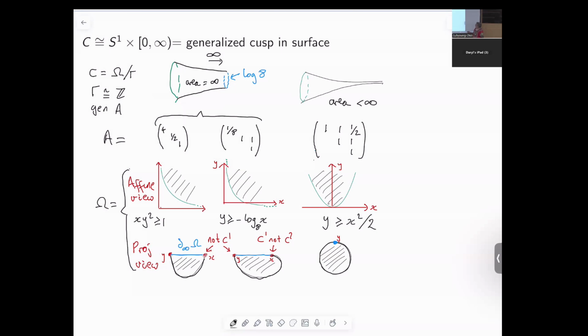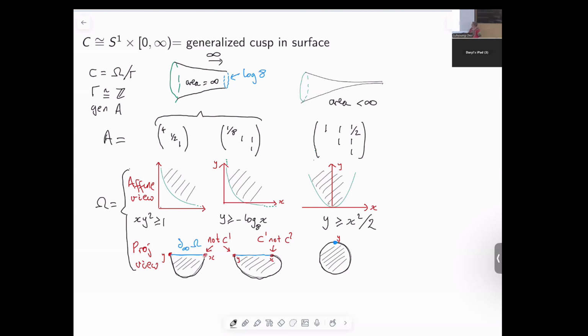a metric on here, a Hilbert metric, and as you go out into the cusp, you have these circles, horocircles, and the length of the horocircles as you go out to infinity approaches, in these two examples, a curve whose length is log of 8. In this example, as you go out into the cusp, the curves shrink exponentially towards 0.